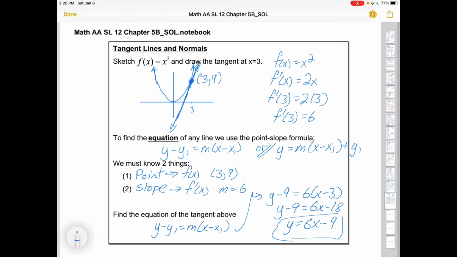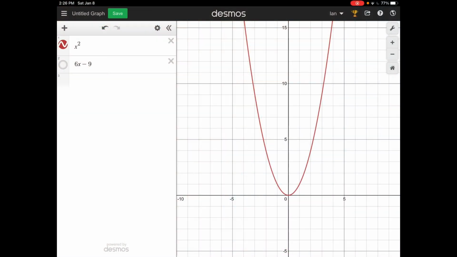But seeing is believing, so let's head to Desmos. There's our parabola, y equals x squared. If I graph 6x minus 9, look, it just touches at x equals 3 right here. And it really does look tangential to the curve, so we have found the equation of that tangent.